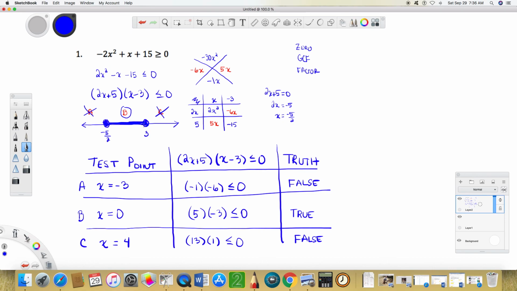So our solution set is just here in the middle, and if we write that as an inequality, we've got negative 5 halves is less than or equal to x, which is less than or equal to 3. And that's my final answer, written as an inequality.